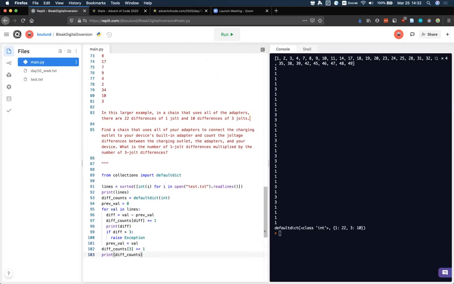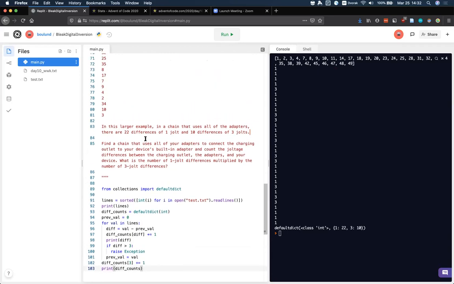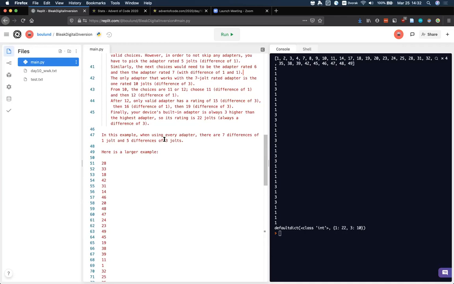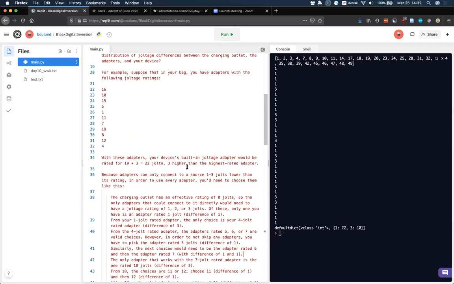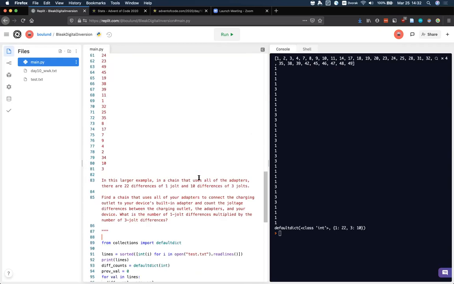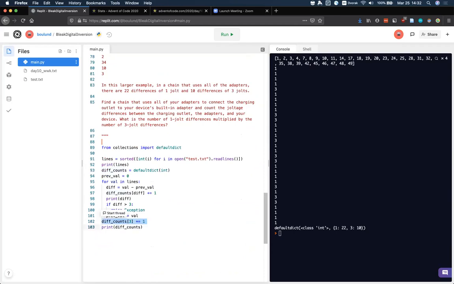Yeah, because the one you have in your pocket is always 3 joules bigger. Okay, great. So the last one is this here. This device's built-in adapter would be rated for 19 plus 3, which equals 22 joules, and the highest rated adapter. This is probably going to come to bite us in the second half of this question, but let's just keep it there for now.